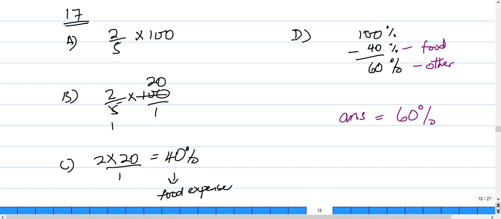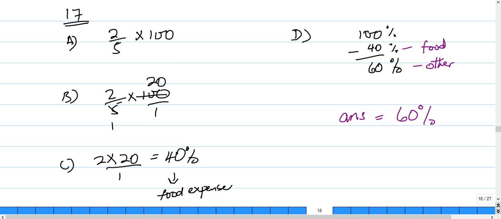Number 17. A family spends 2/5 of its money on food each month. What percentage of their income is spent on other expenses? Pay attention to it again. A family spends 2/5 of their money or income on food each month. What percentage of their income is spent on other expenses?